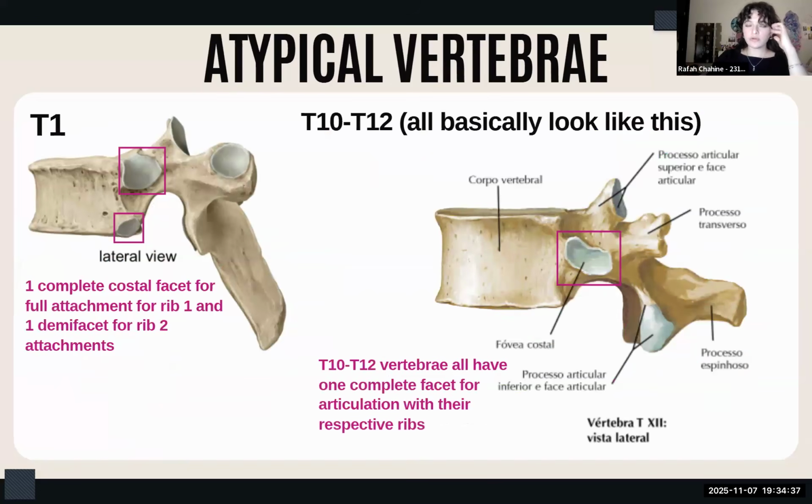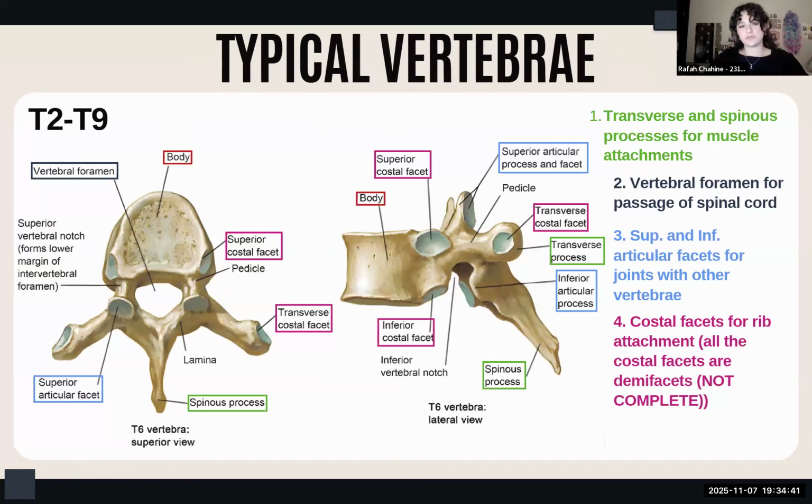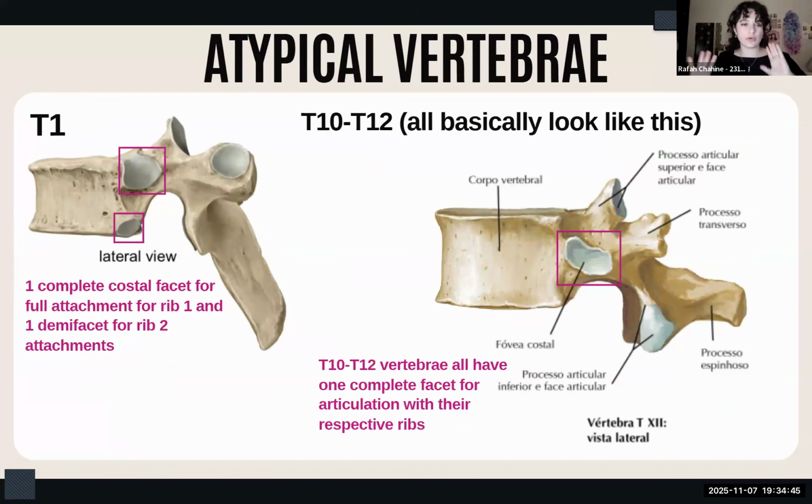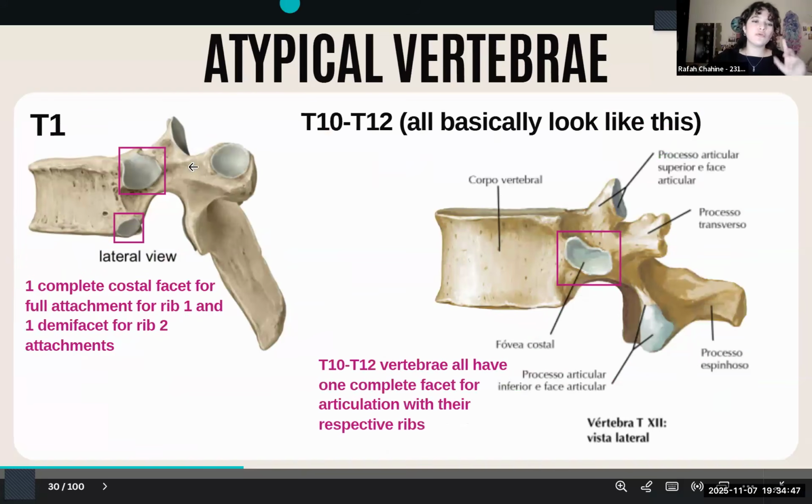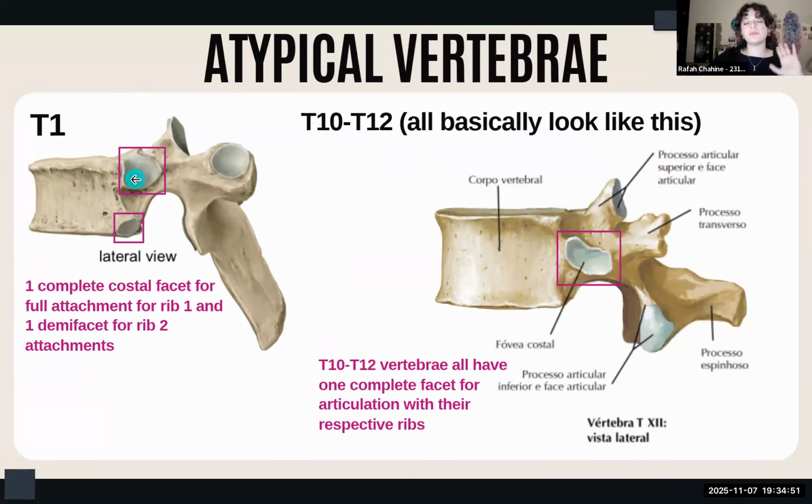Awesome. Now we're going to move on to atypical vertebrae. It was T2 to T9 for typical. Atypical is T1, T10 to 12, okay? So T1, why is it atypical? First of all, there is one complete costal facet for the full attachment of rib number one.